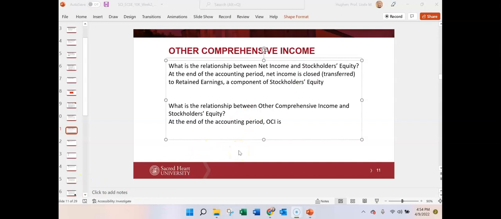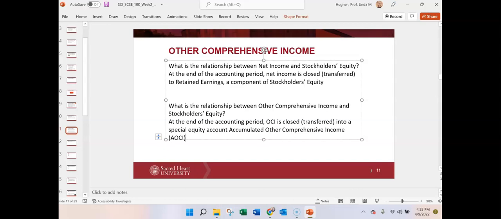Now let's look at a similar relationship. What's the relationship between other comprehensive income and stockholders' equity? At the end of the accounting period, other comprehensive income is closed. We book a closing journal entry, or in plain English, we transfer the balance for that period's other comprehensive income into a special equity account. We don't talk about it much because we only use this specific account when we're transferring balances from other comprehensive income. This specific account on the balance sheet, in the equity section, is called accumulated other comprehensive income, and typically we abbreviate it AOCI.